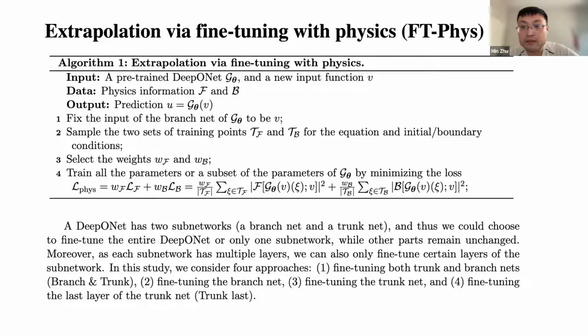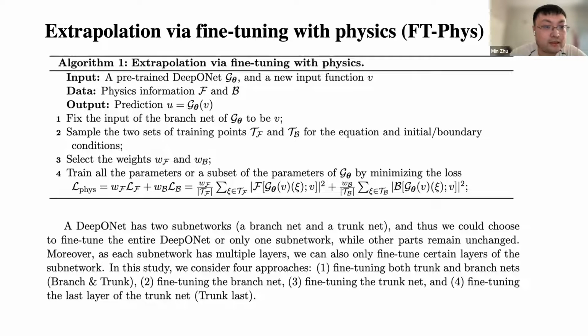Compared with PINN with random initializations, a pre-trained DeepONet provides a better initialization, which makes the training much faster, especially when the interpolation complexity is small. And that's also why the fine-tune with physics method can achieve a better accuracy than the vanilla PINN.